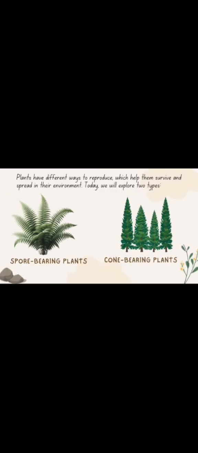Hello everybody, in this topic, we're going to talk about ensuring survival reproductive systems of spore-bearing and cone-bearing plants. Plants have different ways to reproduce, which help them survive and spread in the environment. Today, we'll explore two types of plants, which is spore-bearing plants and cone-bearing plants.